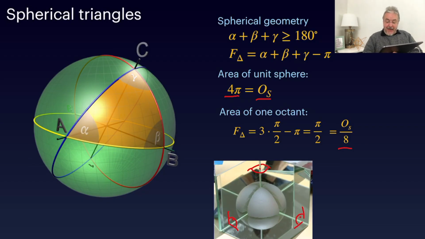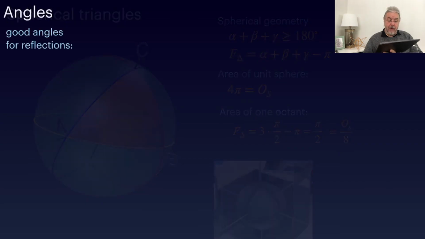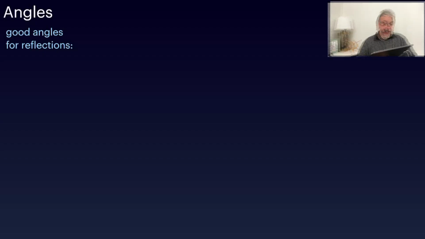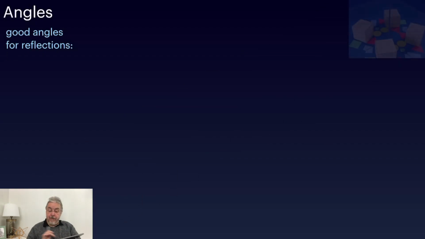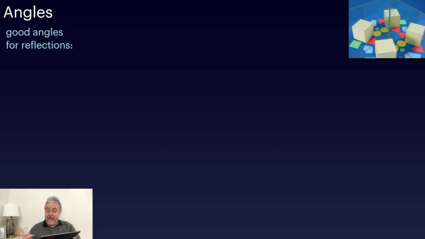So I intentionally introduced mirrors here, and you see that I had 90-degree angles between these mirrors, because the next thing I want to talk about is called reflection groups. And for that I first have to talk about angles a little bit, and I want to talk about what I call good angles for reflections. And here I have again a real world experiment.